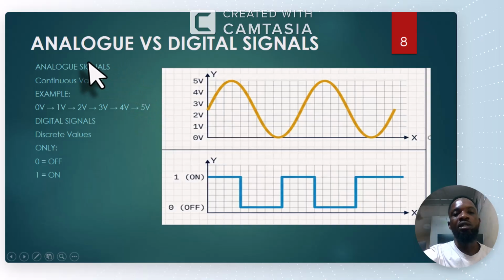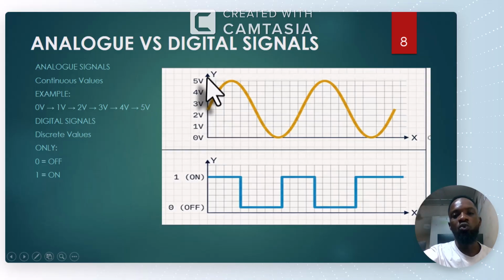Now, just as I said, we have the analog and then digital sensors. So this is actually a chart, or let's say a graph, showing the differences between the analog signals and then the digital signals. For the analog signals, for instance, they are the continuous values. When we say continuous, you could see we have 0 volts to 1 volt to 2 volts to 3 volts to 4 volts, and then to the very last one, which is 5 volts.